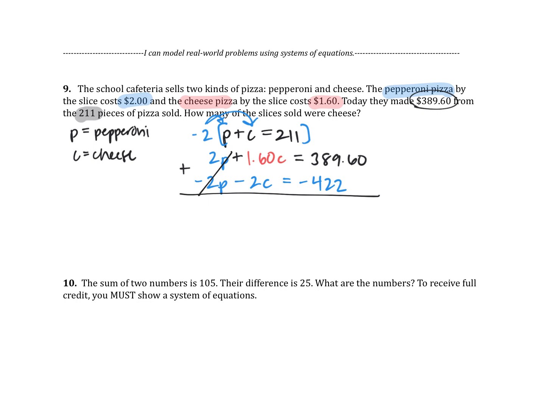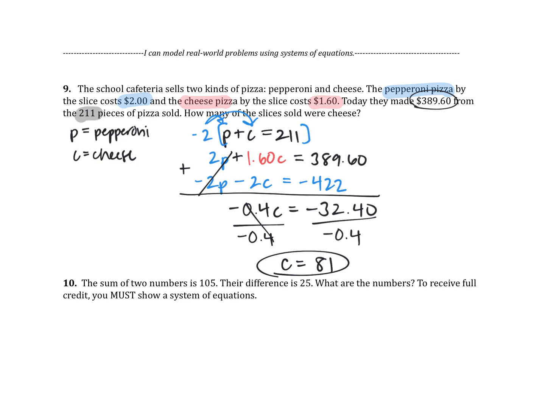So 1.6 plus a -2 is going to give me -0.4C. And 389.60 plus a -422 is going to give me -$32.40. So now we're going to solve for C. So I'm dividing by -0.4. So C is going to equal 81. So that means there were 81 slices of cheese pizza sold.